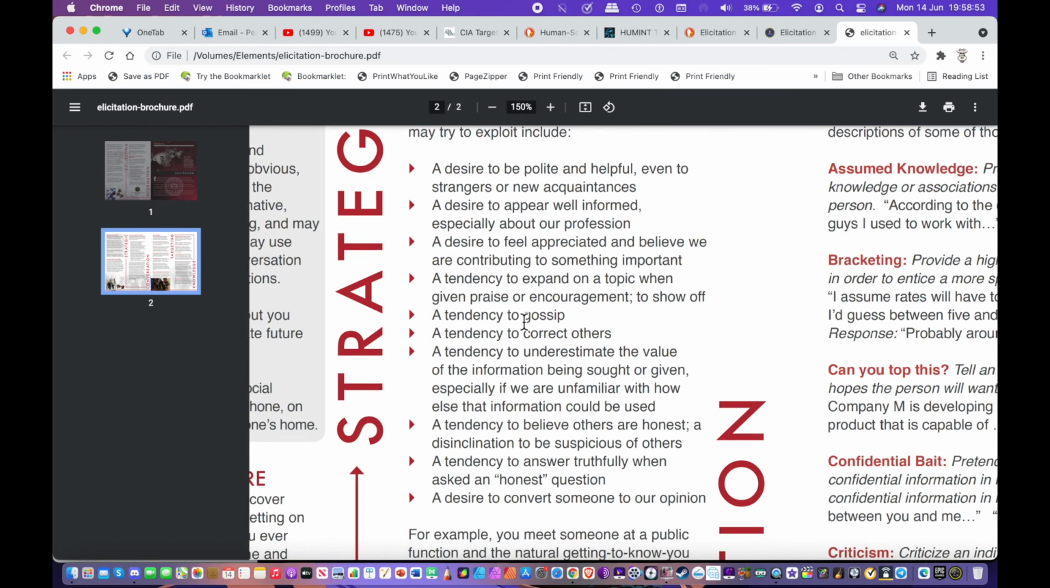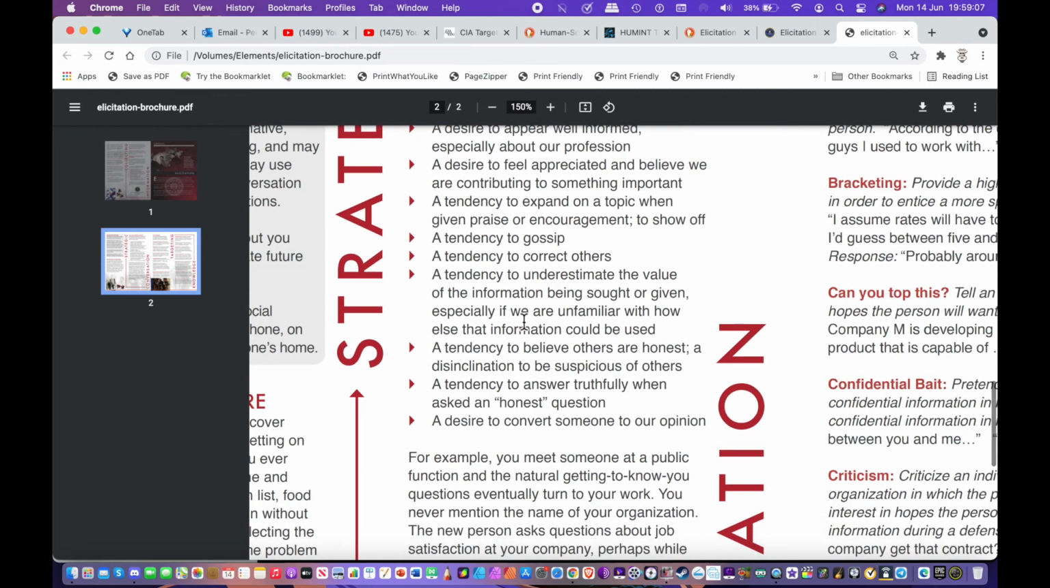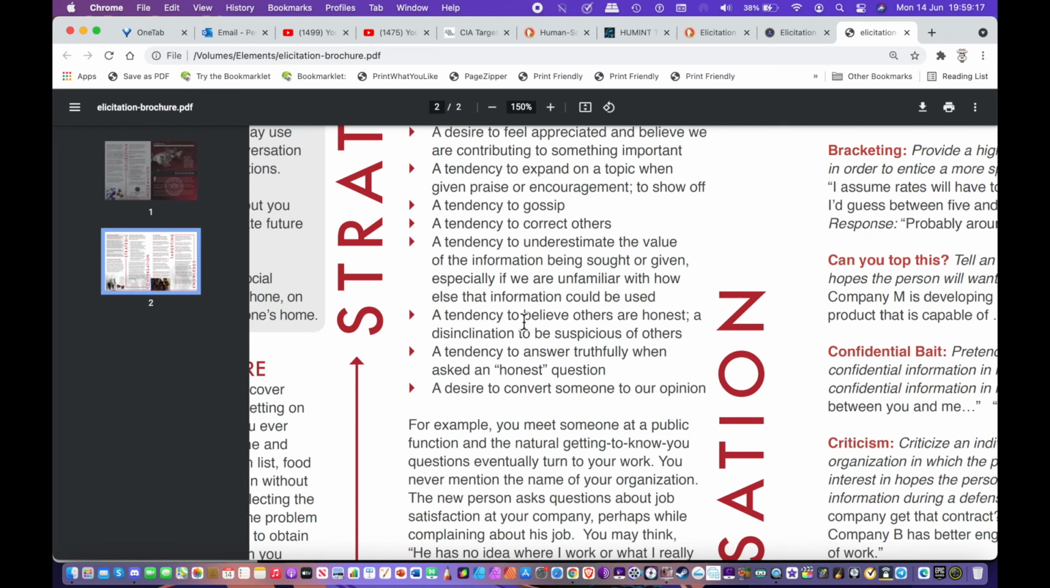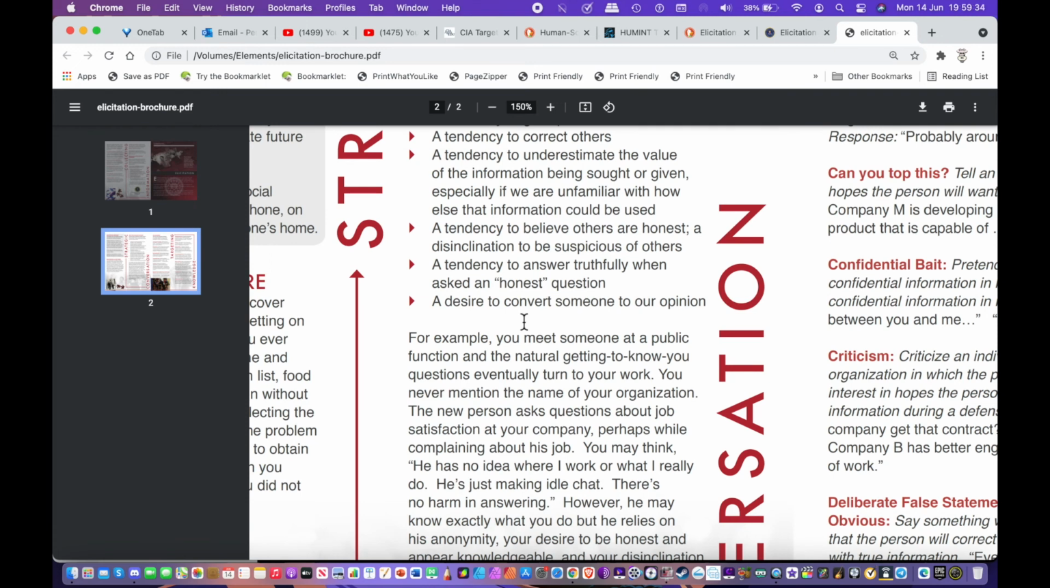a desire to feel appreciated and believe we are contributing to something important, a tendency to expand on a topic when given praise or encouragement to show off, a tendency to gossip, a tendency to correct others, a tendency to underestimate the value of the information being sought or given, especially if we are unfamiliar with how else that information could be used, a tendency to believe others are honest, a disinclination to be suspicious of others, a tendency to answer truthfully when asked an honest question, a desire to convert someone to our opinion.